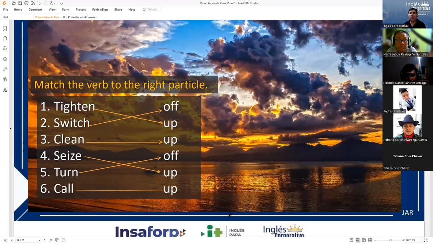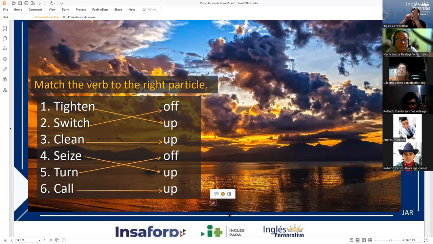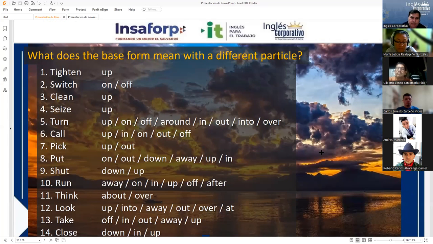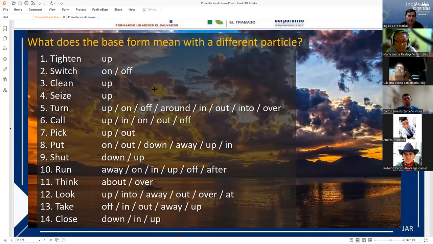Call up. What's to call up? To use a phone to talk to someone. Okay. Yes. What is the base form? What does the base form mean with a different particle? Switch on is to start the operation up. Switch off, to finish the operation of something.